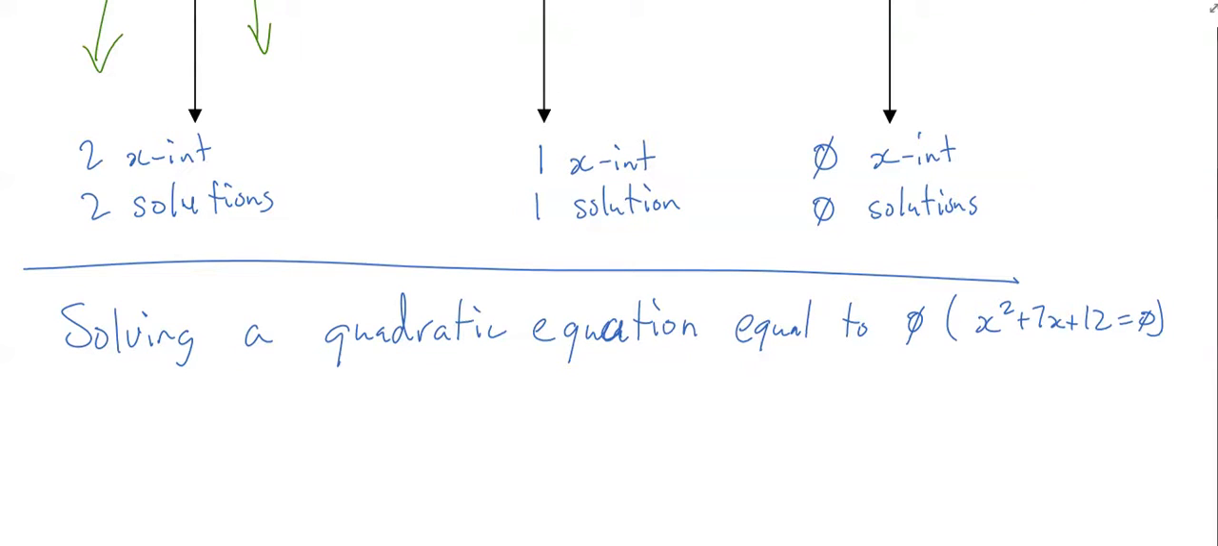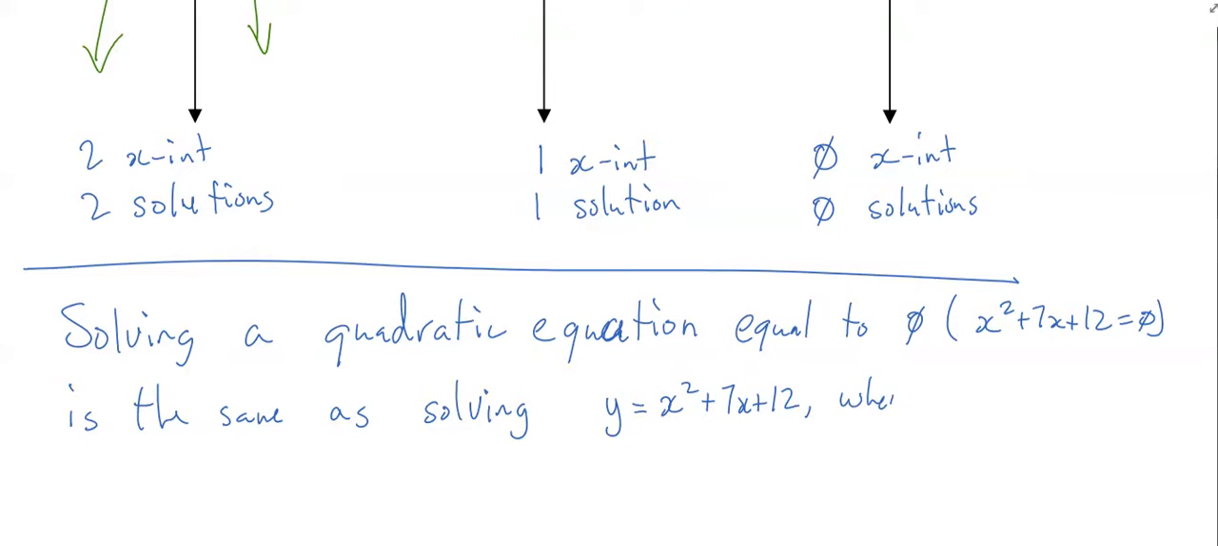Is the same as solving y equals x squared plus 7x plus 12 when y equals 0. Because all I would do is take 0 for y and plug it in for y. Do you agree that if I put 0 in for y, this looks like this? It's the same thing, right? And when y is 0, we have an x-intercept.